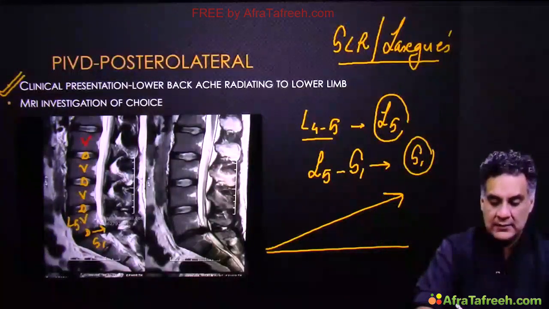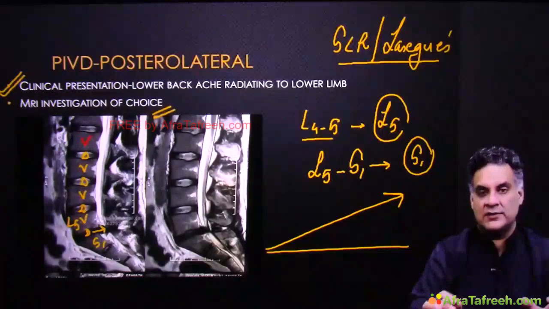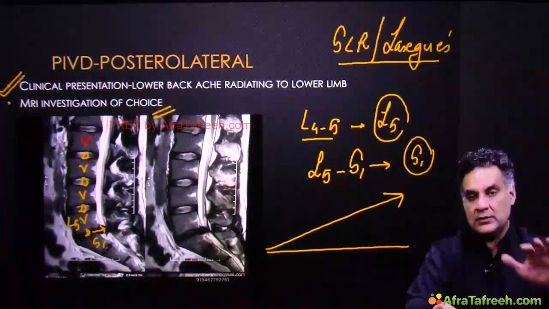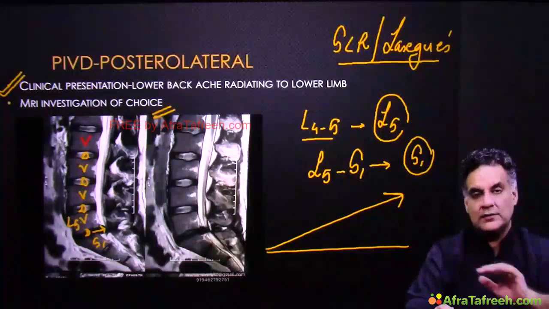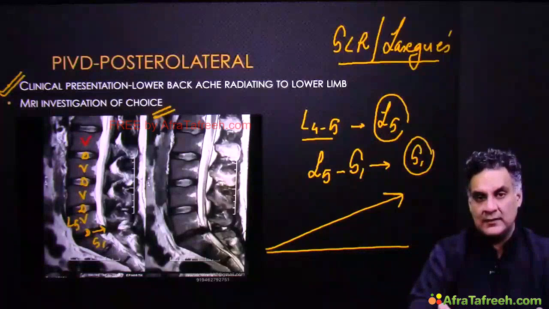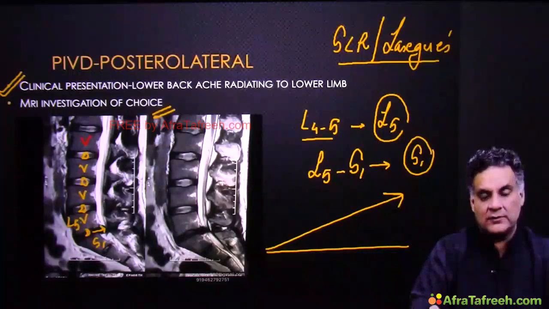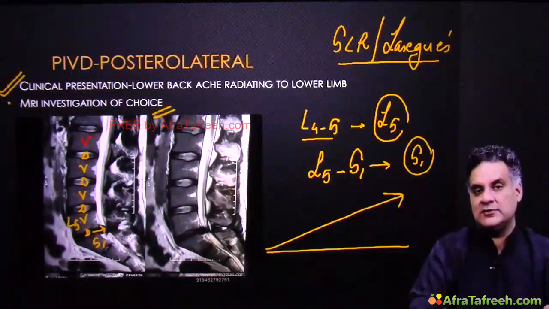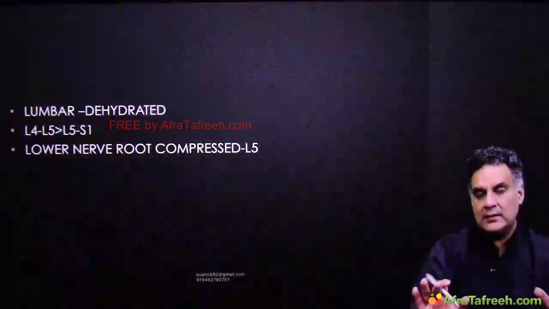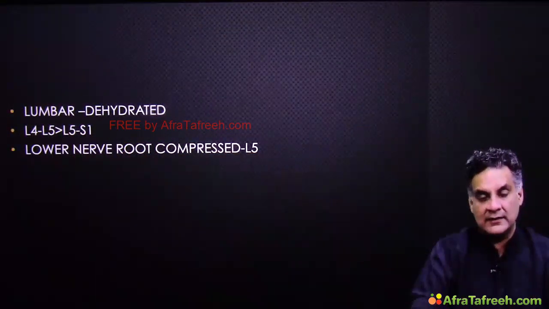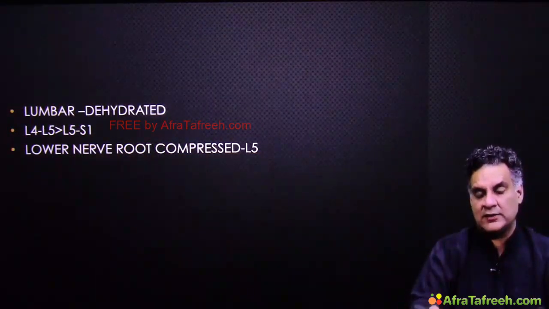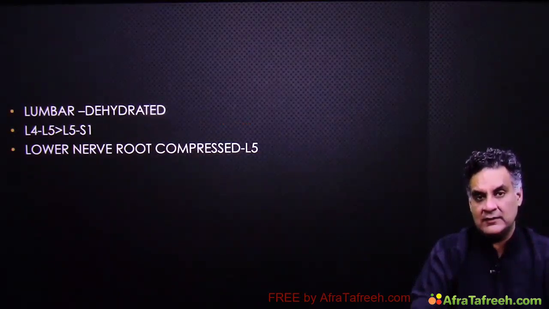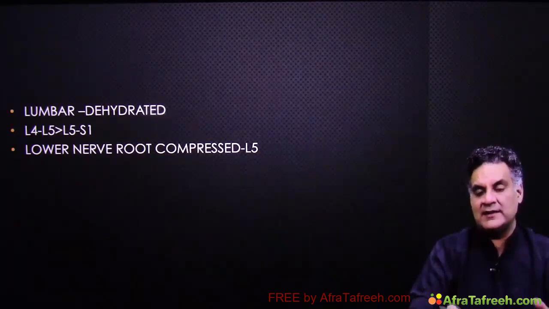In such a condition, MRI is the investigation of choice. It can pick up the degree of compression and can also calculate the diameters. The usual diameter of the spinal canal which is adequate for the nerve roots is 10 millimeters. Beneath that, an intervention is usually required. Lumbar disc prolapse is more common than cervical because the lumbar disc has less water content. Most common level, L4-5 more than L5-S1. The lower nerve root is compressed, that is L5 level.